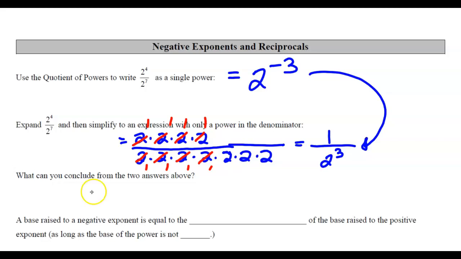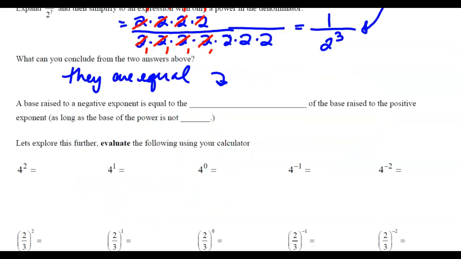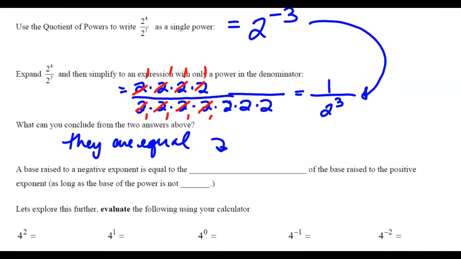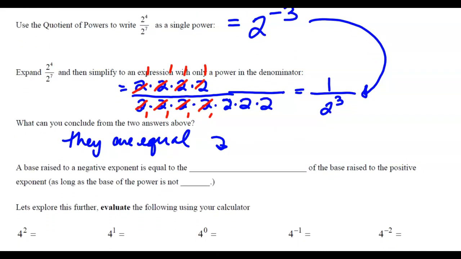Okay, so what can you conclude? They are equal, right? And so then a conclusion here underneath: a base raised to a negative exponent is equal to the reciprocal of the base raised to the positive exponent.